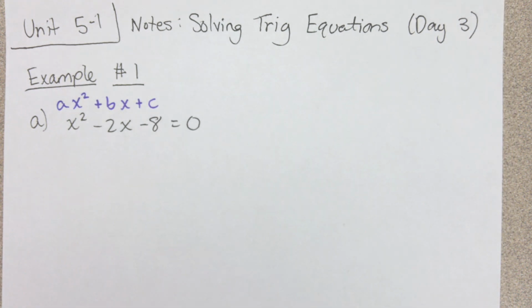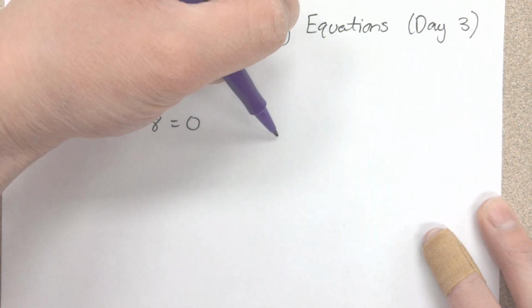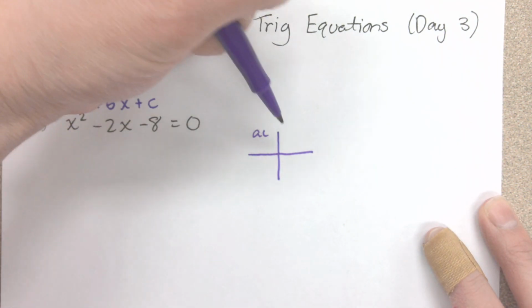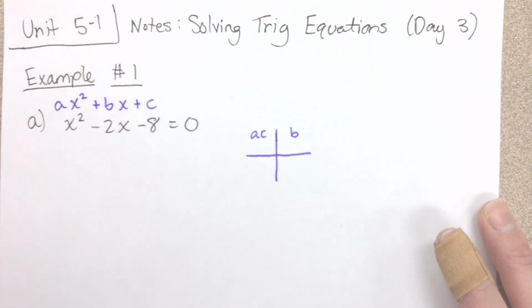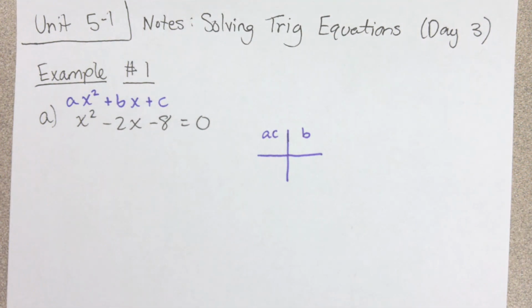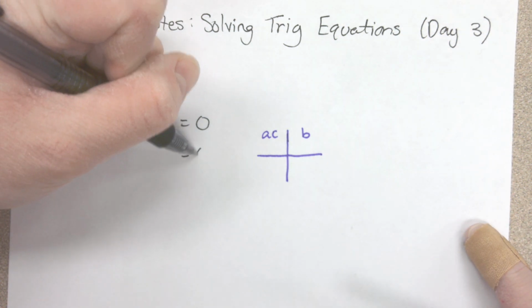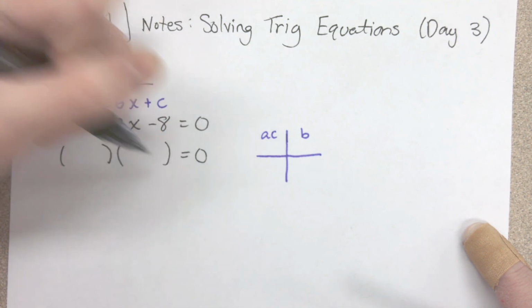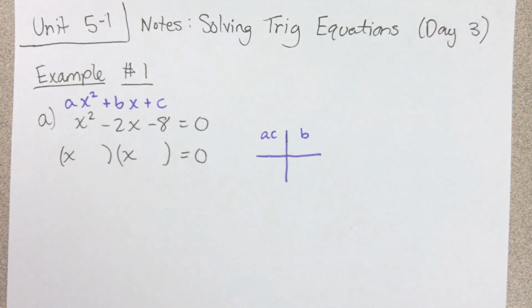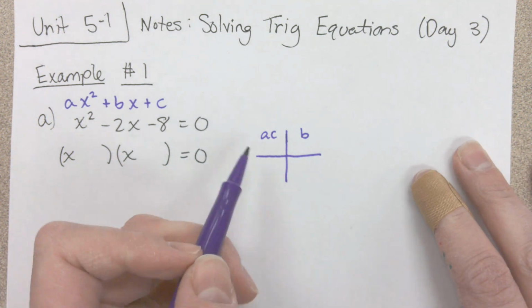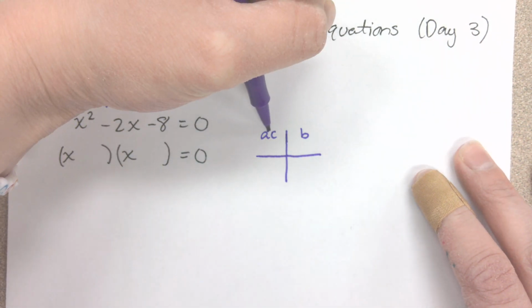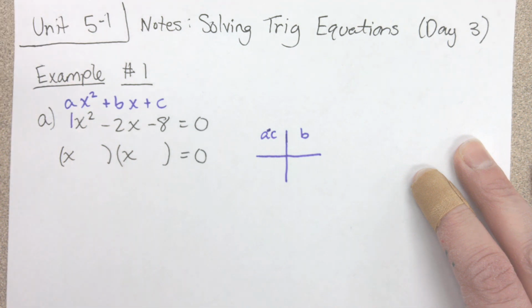This one won't require slide and divide, as the first number is 1, the a is 1, but we will do one later that requires it. So we just need a simple ACB chart to get us through this problem. If you learned guess and check last year, you're more than welcome to do that instead. So I'll set up my factors. We got x's in the front. And AC, that's a times c. That would be 1 times negative 8, that's negative 8, and b is negative 2.